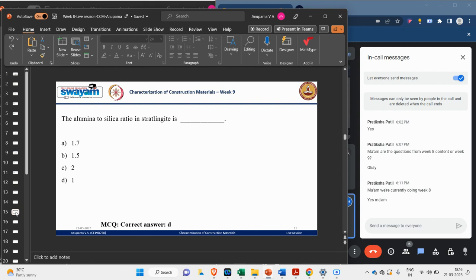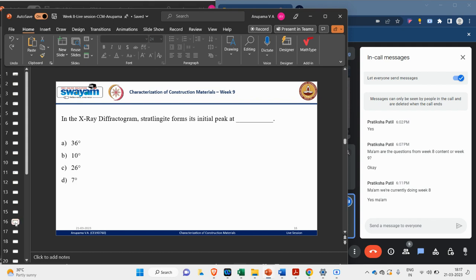It is what we say CASH, C-A-S-H. C is CaO in the cement chemistry notation. C is CaO, S is SiO2, A is Al2O3, H is H2O. Right. So stratlingite has a formula of CASH. So the alumina to silica ratio is 1. Moving on to the next question.